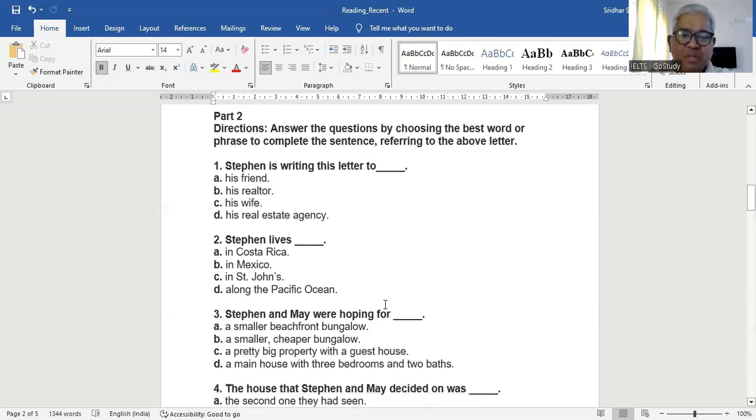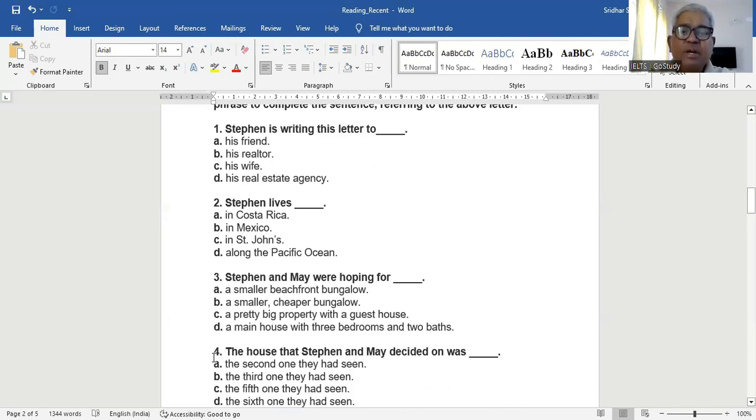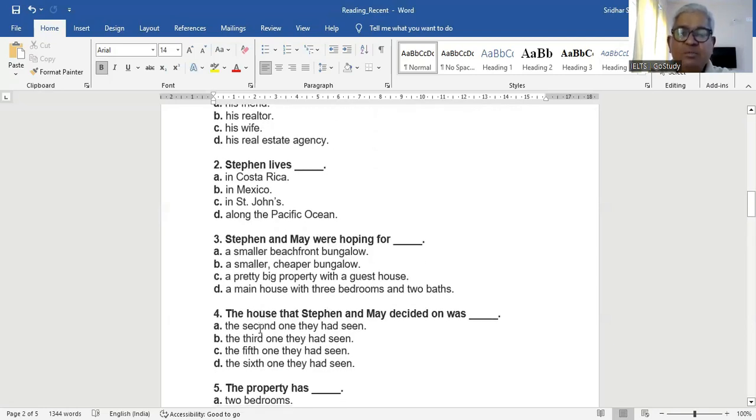Stephen and May were hoping for A, a smaller beachfront bungalow, B, a smaller, cheaper bungalow, C, a pretty big property with a guest house, D, a main house with 3 bedrooms and 2 baths. We know from the paragraphs that Stephen and May were hoping for a smaller, cheaper bungalow.